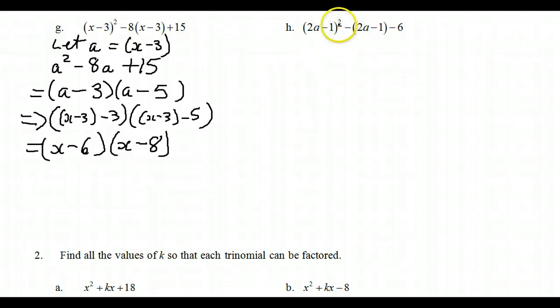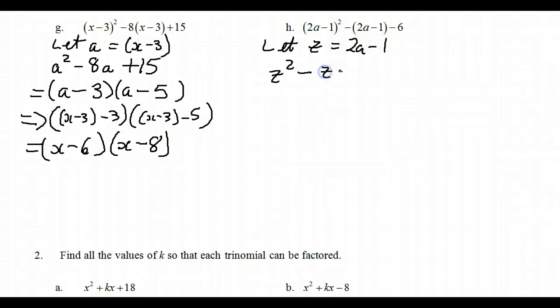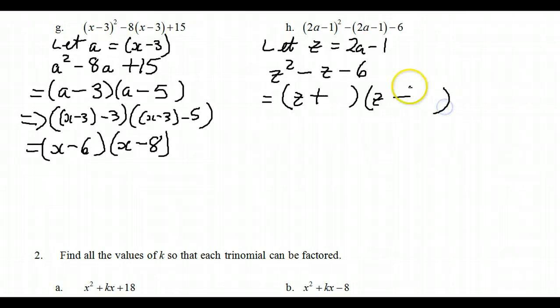Okay, on the next one, we have the same idea, right? I've got the square of something minus 1 times that same thing minus 6. So let z equal 2a minus 1, which gives me something of the form z squared minus z minus 6 to factor. Okay, we've got a minus, so that means that we have opposite signs, z plus, z minus, multiply to 6, differ by 1. Those are 3 and 2. Larger one, the 3, is negative.